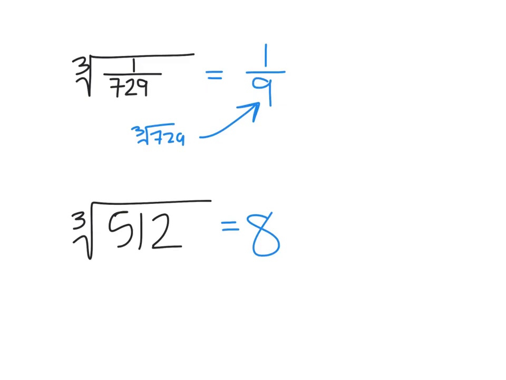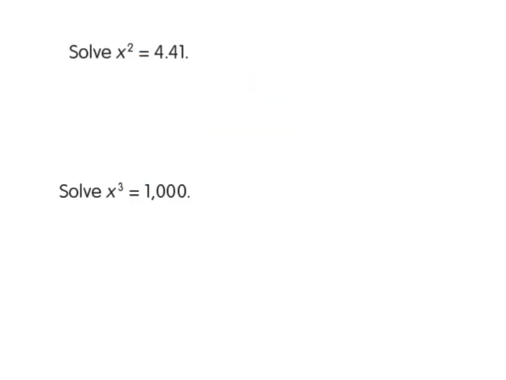All right, we have one last thing for today. The last thing that we're going to be doing today is solving equations involving roots, involving cube roots and square roots. This first problem says solve x squared equals 4.41. To do that, you're trying to find a number that will work for x to make the equation true.